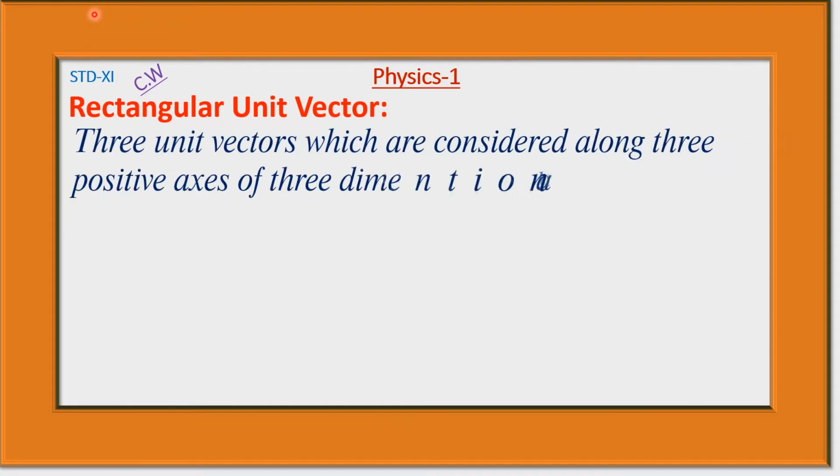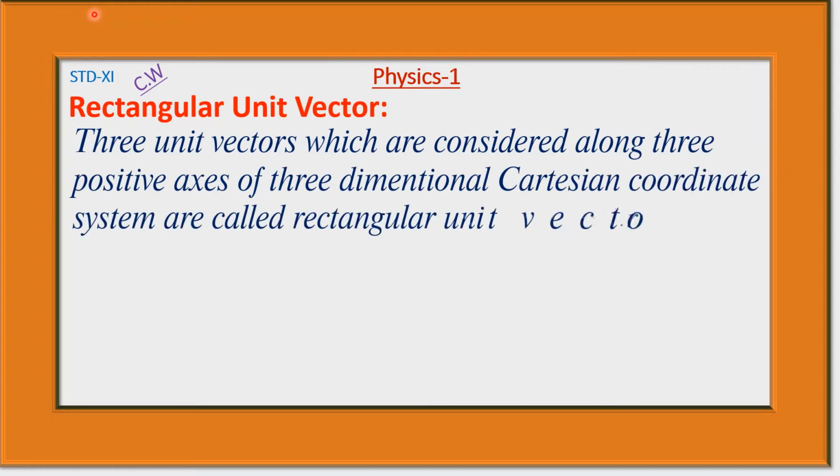Three unit vectors which are considered along the three positive axes of the three-dimensional Cartesian coordinate system are called rectangular unit vectors. We know in a three-dimensional Cartesian coordinate system, there are three mutually perpendicular axes, x-axis, y-axis and z-axis, and three unit vectors are considered along these three axes. That is, a unit vector along the x-axis, another along the y-axis, and the last one along the z-axis, and these three vectors are known as rectangular unit vectors.